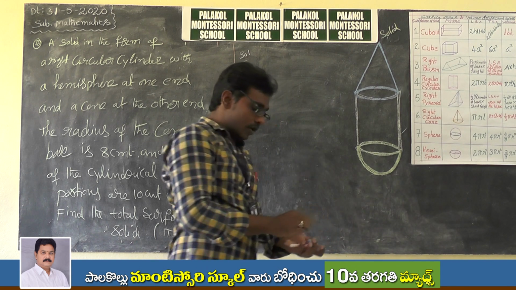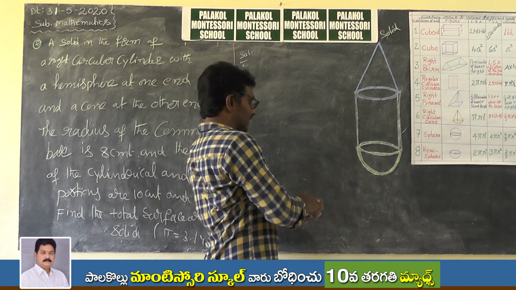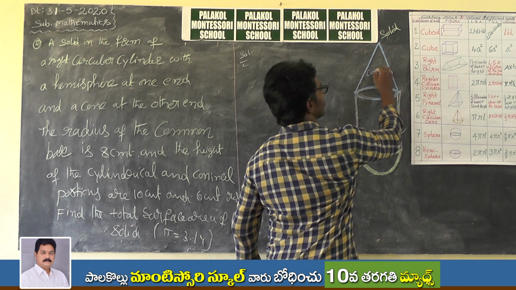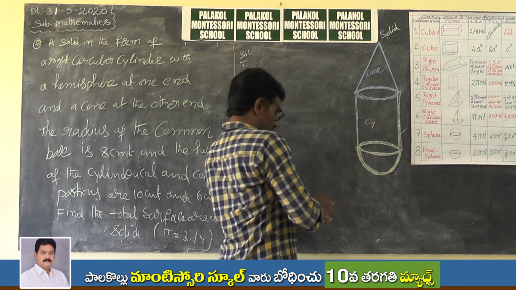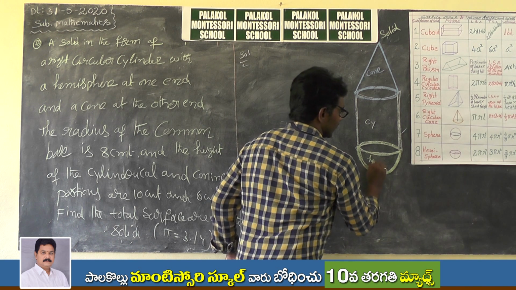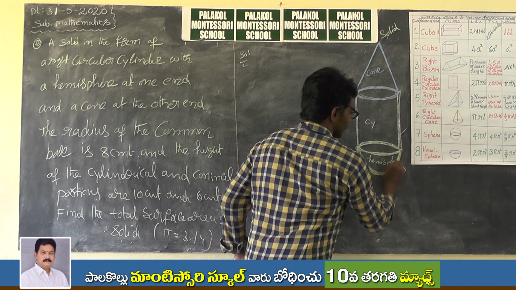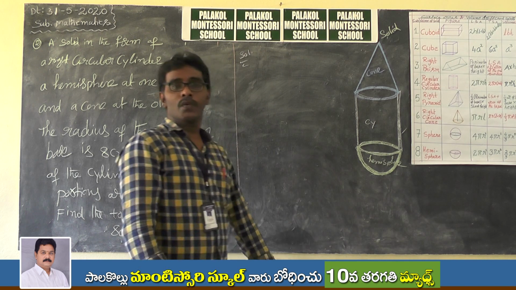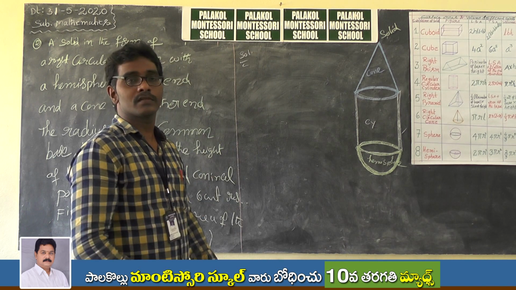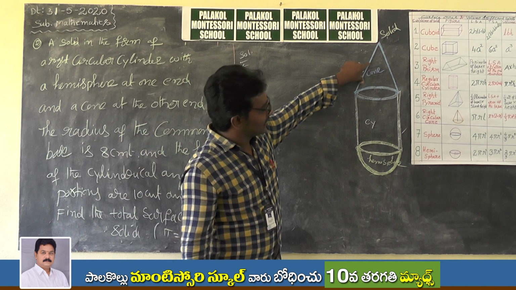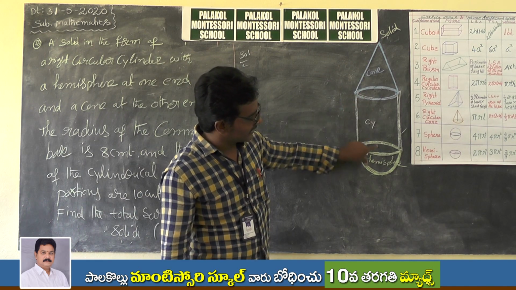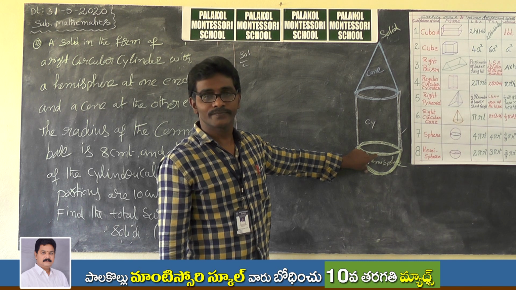That is the combination of the solid. One is a cone, the next one is a cylinder, and the third one is a hemisphere. Now, identification of measurements. Here some measurements are there. This is the conical portion. This is the cylindrical portion. This is the hemisphere portion.